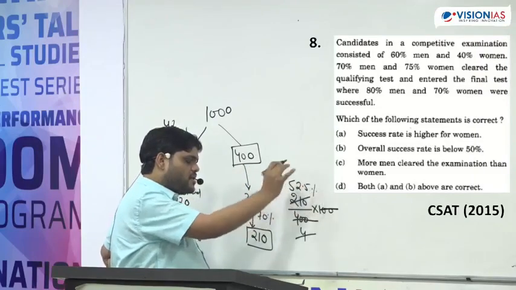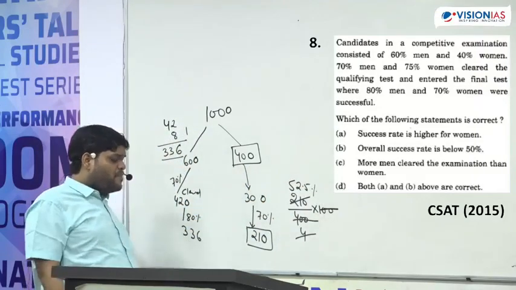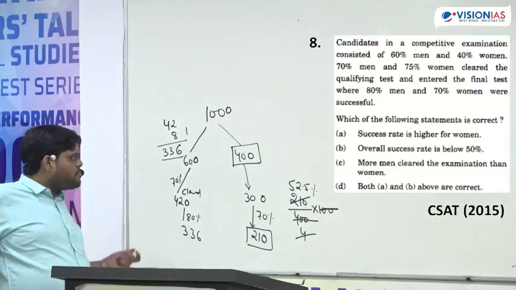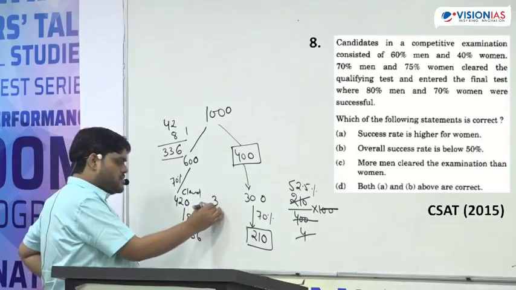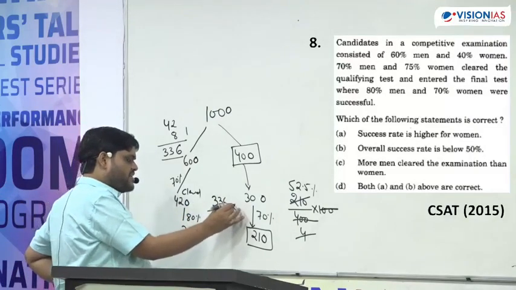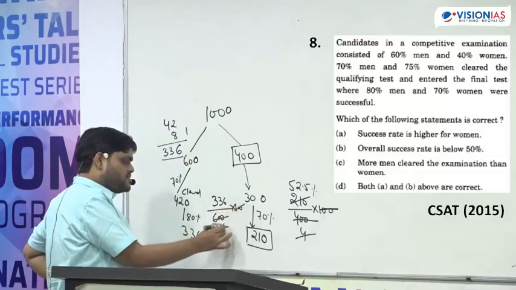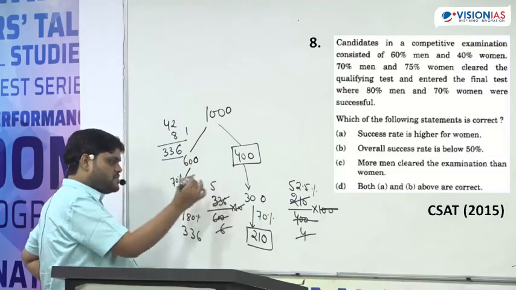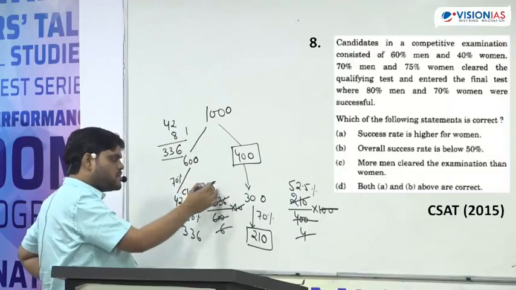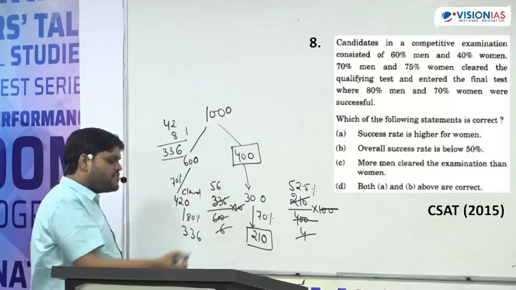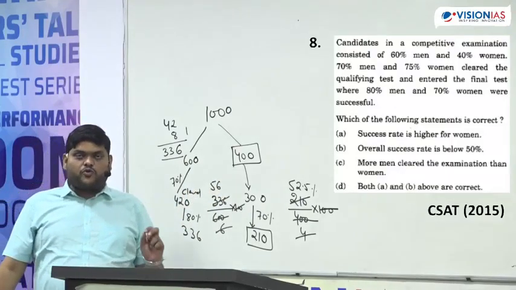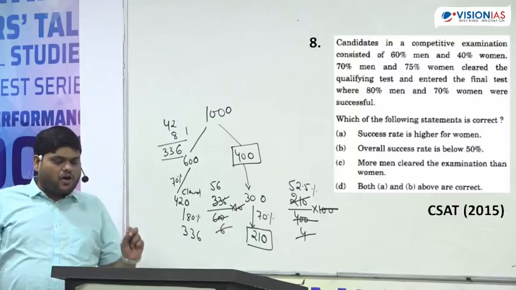So total female percentage success rate is 52.5. What is the male success rate? 336 upon 600 into 100. This is around 56%. So that means success rate is higher for men. First statement is wrong statement.